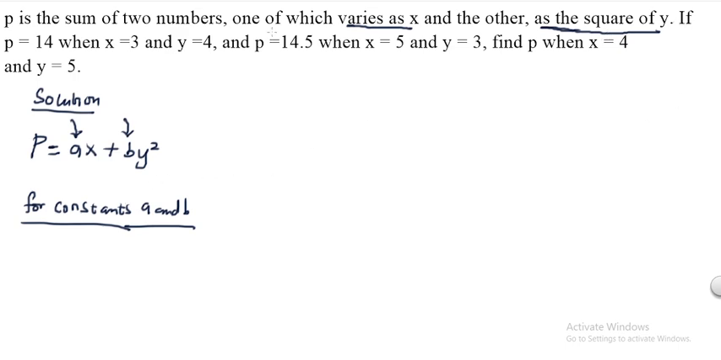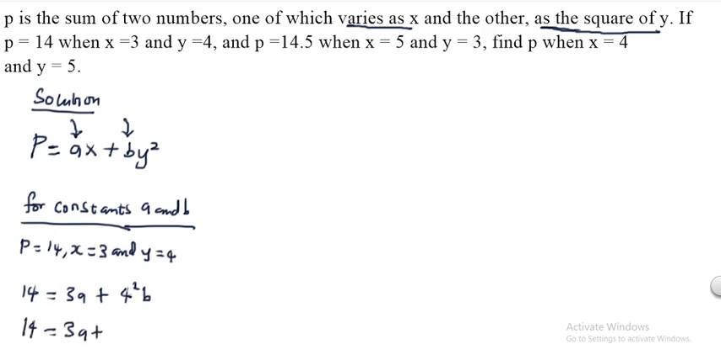For the first time, we're told that P is equal to 14 when X is equal to 3 and Y is equal to 4. So we know that when P is equal to 14, X is equal to 3 and Y is equal to 4. Simply plugging these values into this equation here, we have 14 is equal to, you bring in the value of X here, it becomes 3A plus the value of Y is 4, so this is 4 square times B. So if we do this, it becomes 14 is equal to 3A plus 4 squared, which is 16B. We can say this is equation 1.